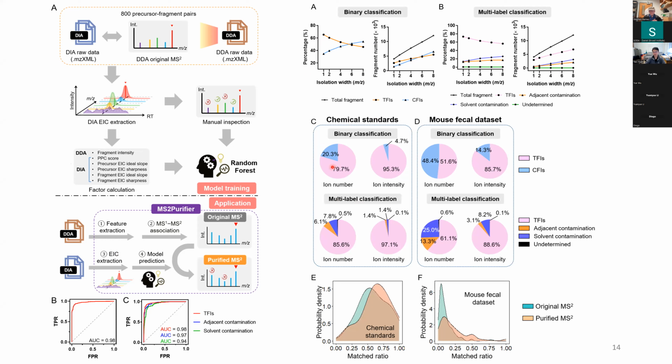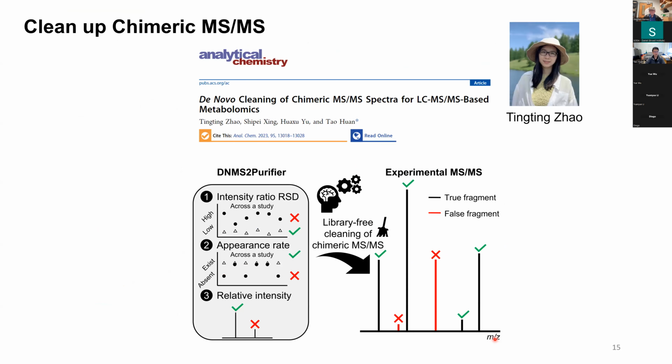We calculate the percentage of true fragment ions and false fragment ions, or sometimes contamination fragment ions, in that paper. And we find that actually there's a certain level of contamination. And then by purifying the MSMS spectra, we see the improved match ratio in both the chemical standard and the fecal data set. So this is a work where you can run the sample again in the DIA analysis to help purify the MSMS. Then we think about, can we really simplify that approach without doing any extra analysis?